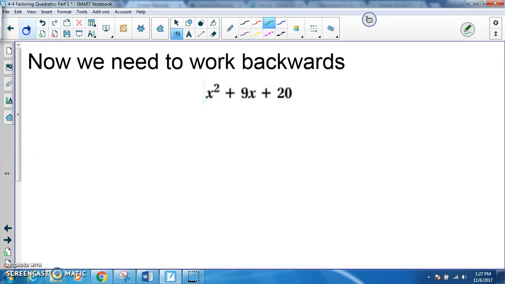An easy way to do this is what I call the triangle method. We draw a triangle. We can do the triangle method because we have 3 terms, and we take the coefficients, 1 times 20, which is 20. Now you're going to take 20 and draw an arrow up to 9. You need to list the factors of 20 that add up to 9.